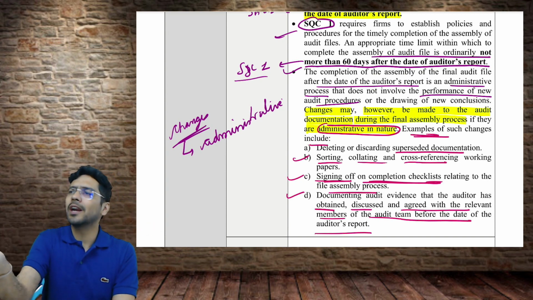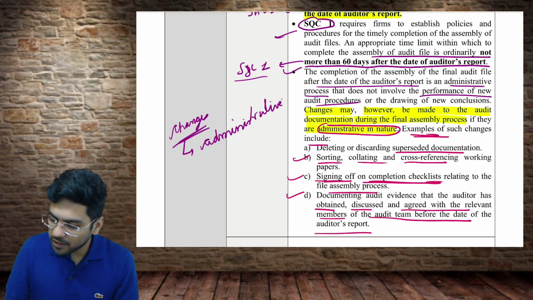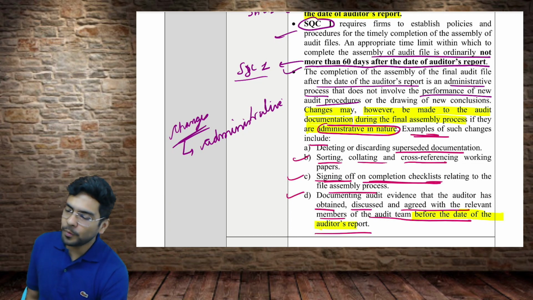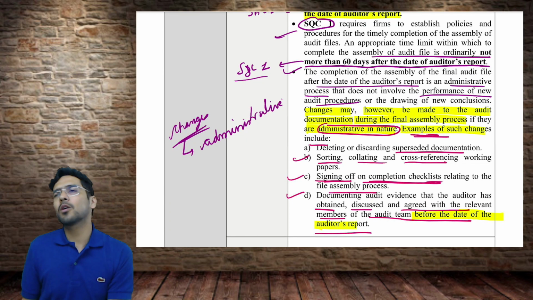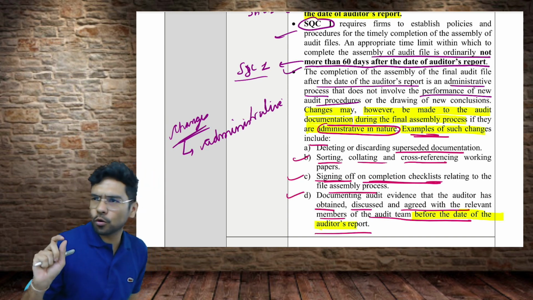But let's say you did not get a hard copy. So you can obtain the same. The point is, it should be before the date of the report. So these could be some examples. I feel a question might be asked from this part. Again, if it is asked, I don't want you to write irrelevant answers. So go through it.